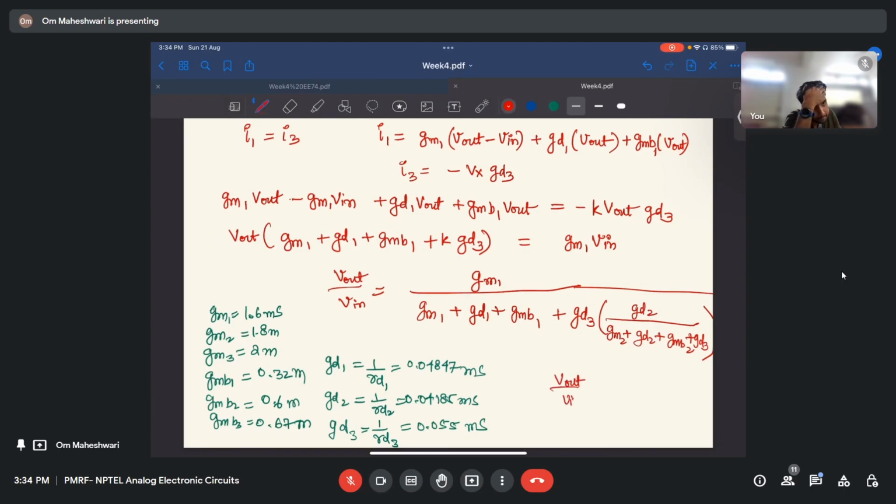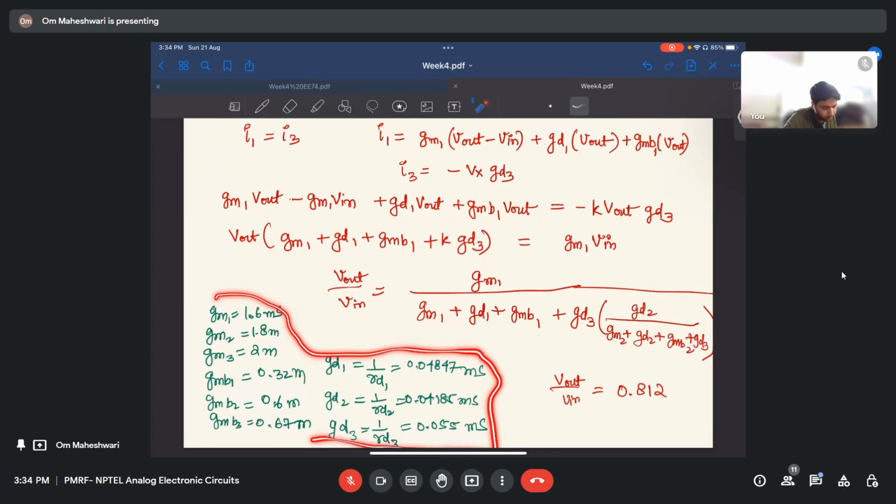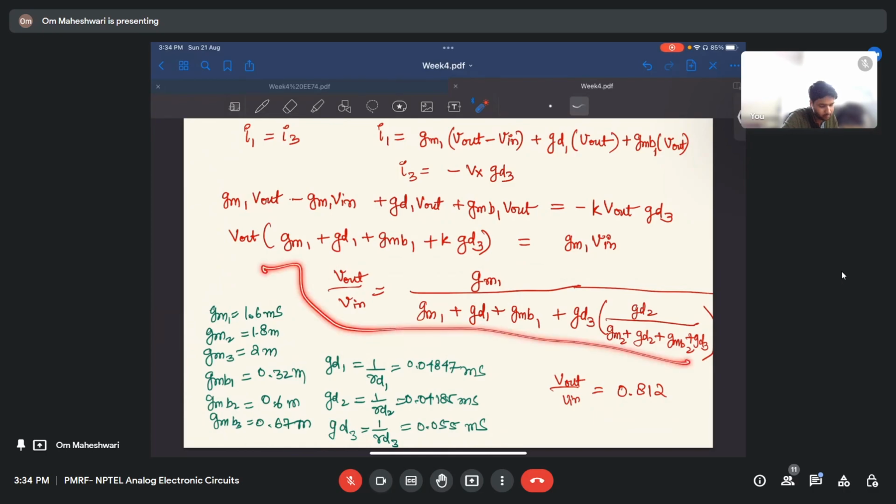is 0.812. So for your questions, only these values are different, but this won't change. So if you put your own values, you can get the answer for your assignment. So this derivation won't change. Only these values you have to play with.